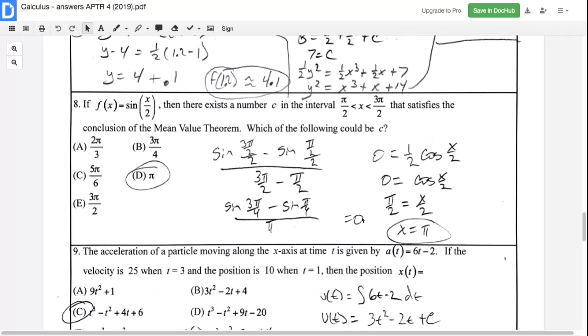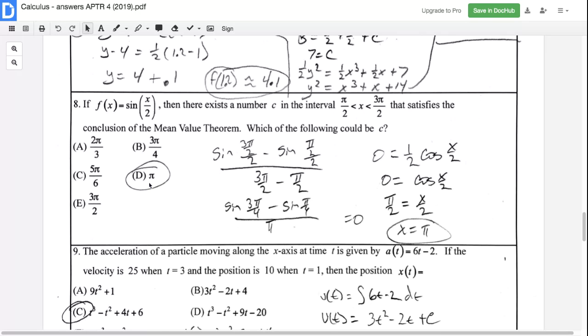So now I need to set the instantaneous rate equal to that. Well, the instantaneous rate is just my derivative. So the derivative of sine of x over 2 is 1/2 cosine x over 2. Set that equal to 0. Multiply by 2 to get rid of this. Ask myself, when does cosine equal 0? Cosine equals 0 at pi over 2. So then I set the inside equal. I multiply the 2 over, and we get x equals pi. And again, remember, at the x value of pi, that's where the instantaneous rate of change equals the average rate of change.